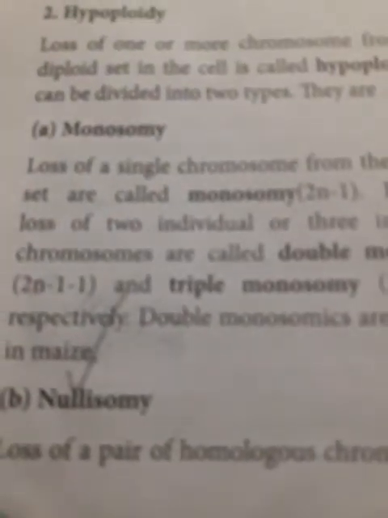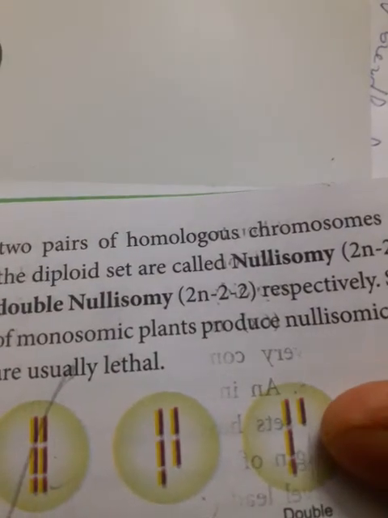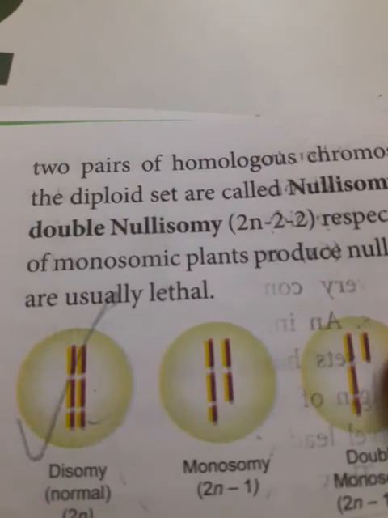Nullisomy is the total loss of a pair of homologous chromosomes from the diploid set. If one pair of homologous chromosomes is removed, it is called nullisomy. Two pairs removed means double nullisomy, 2n minus 2 minus 2. Selfing of monosomic plants produces nullisomics. They are usually lethal. So till here. Okay, thank you children.